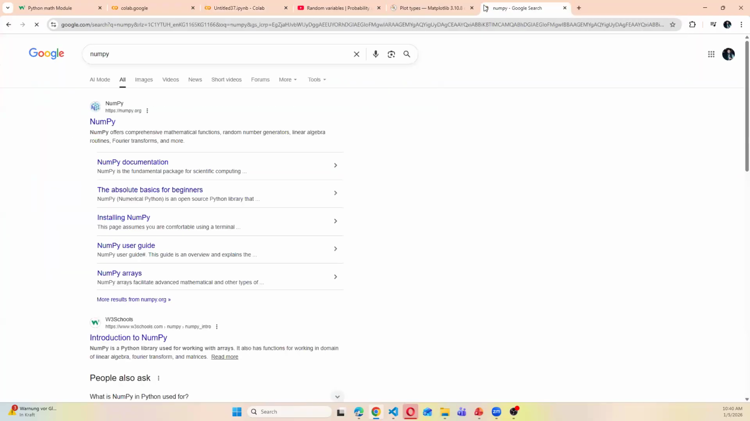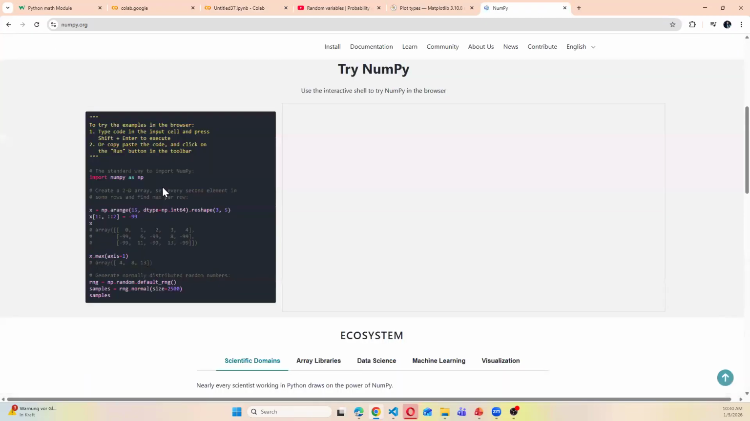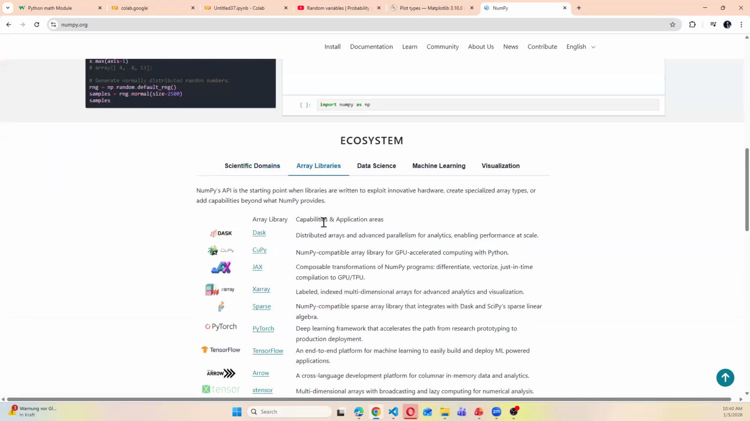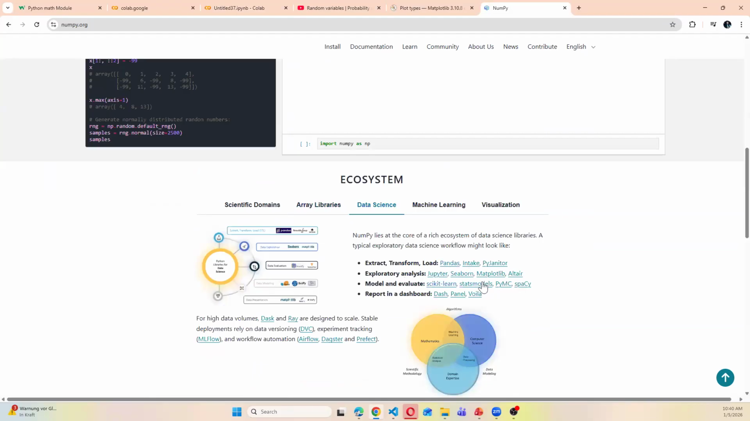We can work with it later, after, in statistics we can see this one. It's open source. You can make everything an array. You can have these ones. For data science you can use these plots.